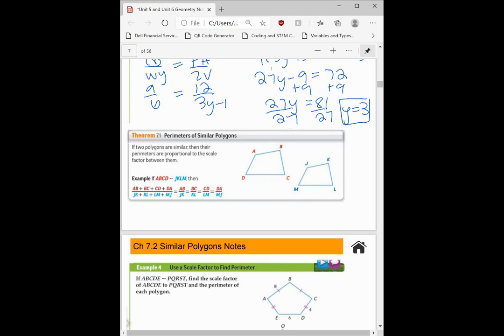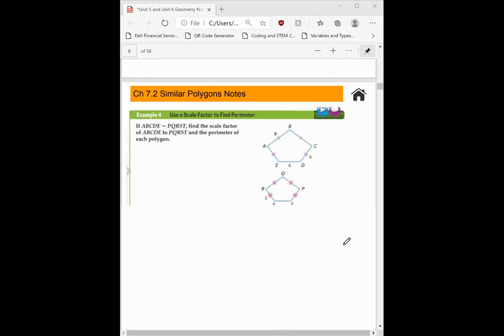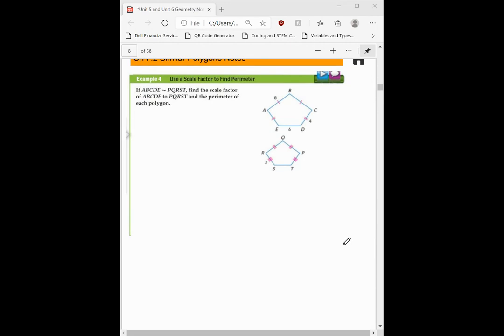Okay, so let's look at example 4. This is going to be our last example for 7.2. So it says, if these two polygons are similar, find the scale factor of each polygon and the perimeter of each polygon. So the scale factor is going to be CD divided by RS. So CD over RS. CD is 4 right here, and then RS is 3. So then that means the scale factor is 4/3.